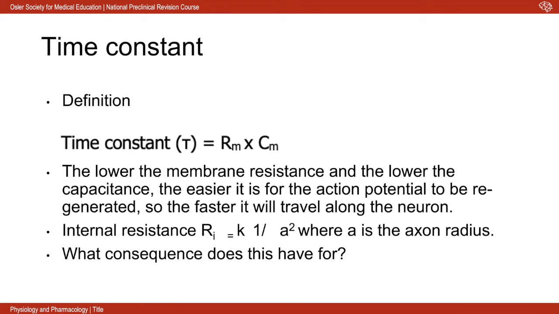The lower the membrane resistance and the lower the capacitance, the easier it is for the action potential to be regenerated, and so the faster it will travel along the neuron. It is important to remember that the internal resistance is inversely proportional to the cross-sectional area of the axon. This will be important when we consider the different types of nerve fibers. The membrane resistance is also inversely proportional to the circumference of the axon. Although these interact, ultimately a larger radius leads to a larger length constant, which has implications for the conduction properties of different neurons.